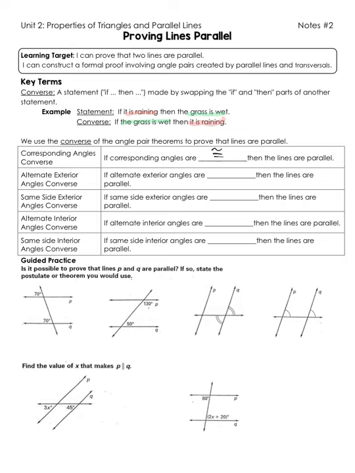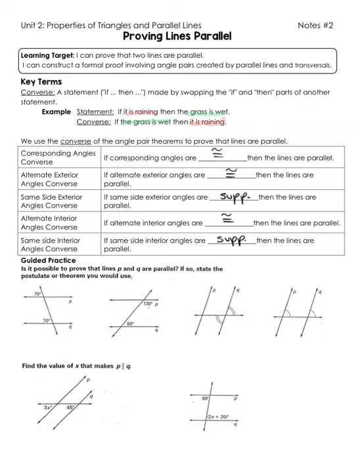So if alternate exterior angles are congruent, then lines are parallel. If same side exterior angles are supplementary, then lines are parallel. If alternate interior angles are congruent, then the lines are parallel. And if same side interior angles are supplementary, then the lines are parallel. This is kind of like working the problem backwards. Before, we were told that two lines were parallel, and we were trying to use our angle relationships to find missing measurements. Now we're given some angle measurements and we're trying to determine if lines are parallel.